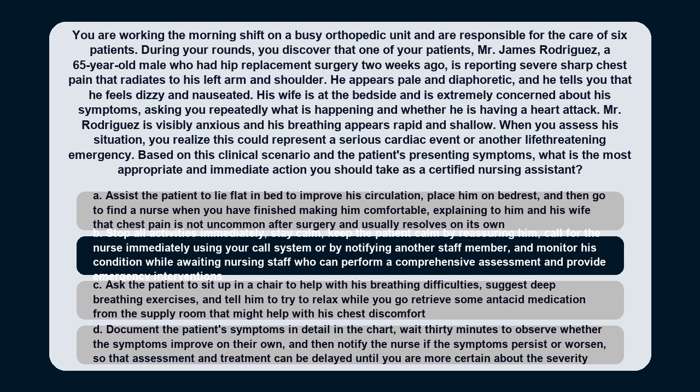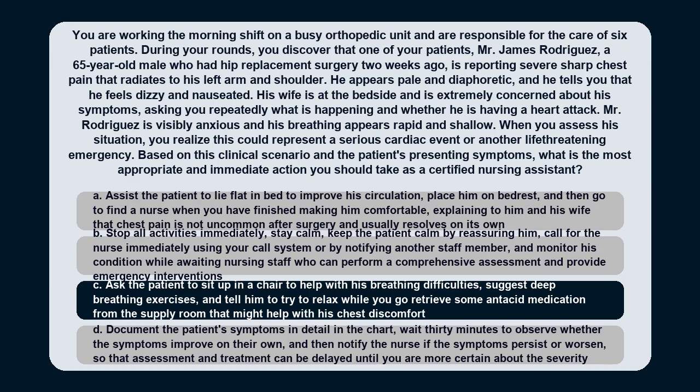Option B. Stop all activities immediately, stay calm, keep the patient calm by reassuring him, call for the nurse immediately using your call system or by notifying another staff member, and monitor his condition while awaiting nursing staff who can perform a comprehensive assessment and provide emergency interventions.